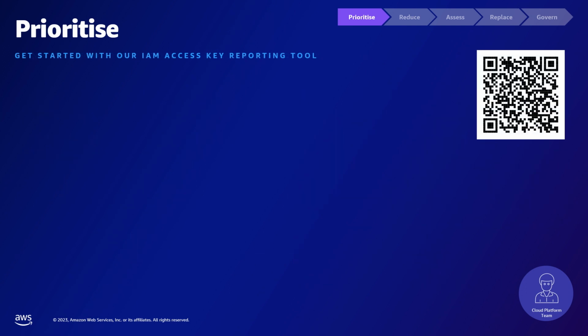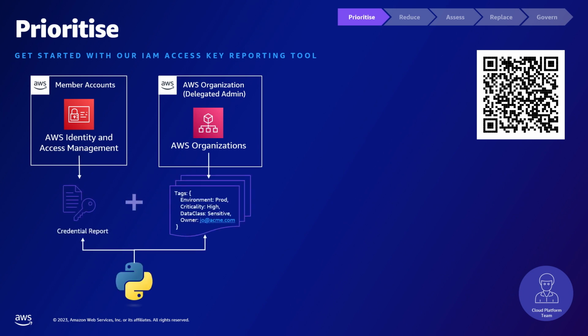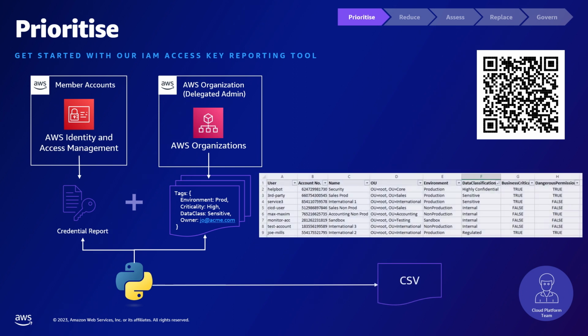To help get you started, we've released some code to go with this session that automates the steps I just discussed. The code has been designed to discover active IAM access keys within an AWS organization and to enrich them with business data about the AWS accounts they reside in. The tool extracts this business data from account tags as well as the location of the account within the AWS organization. It correlates the access key and tag data and outputs a CSV file that you can then query and filter using Amazon Athena or your favorite cloud or desktop spreadsheet application.